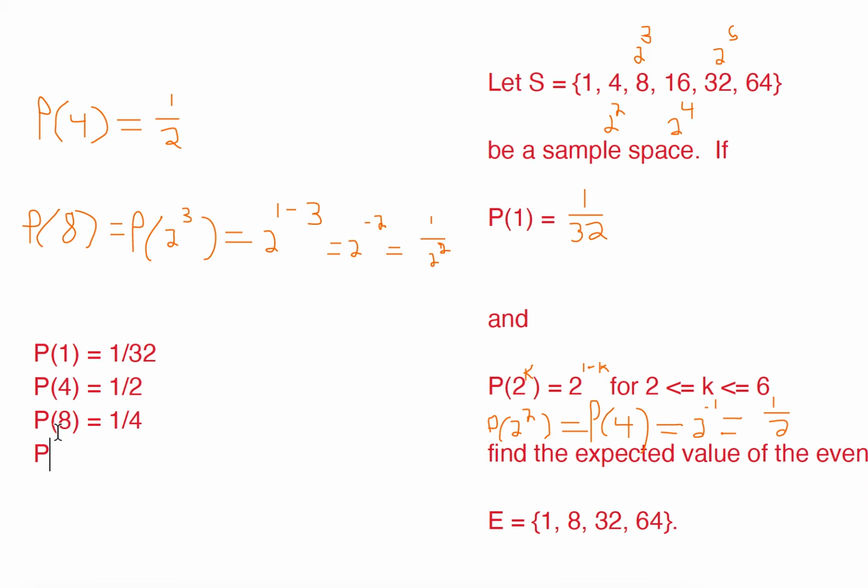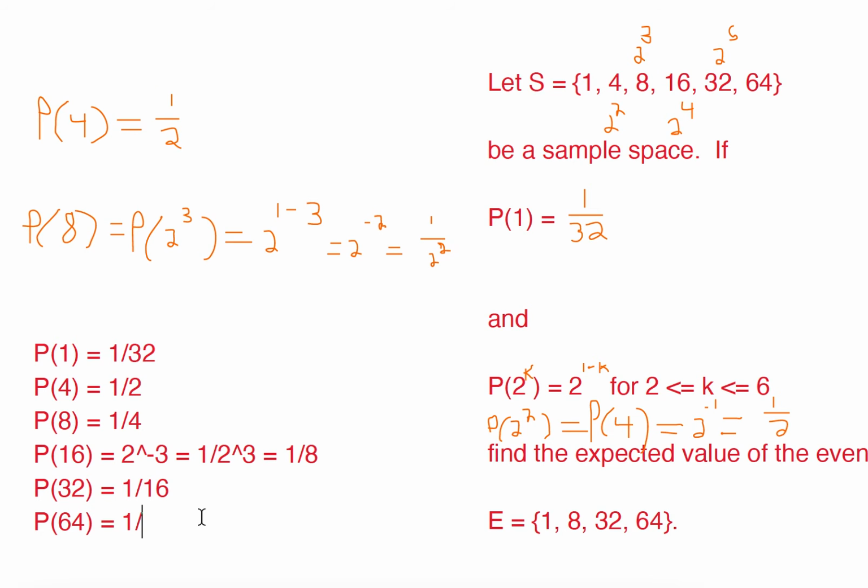The probability of getting 16, that would be 2 to the fourth. So k would be 4. So that's 2 to the 1 minus 4, which means we're doing 2 to the negative third, which is 1 over 2 to the third, which is 1/8. And then that pattern is going to keep continuing. If you plug in all that work into the formula like we just did, that's going to be 1/16. You can see that the denominator keeps doubling every time. And then the probability of getting a 64 would be 1 over 32.